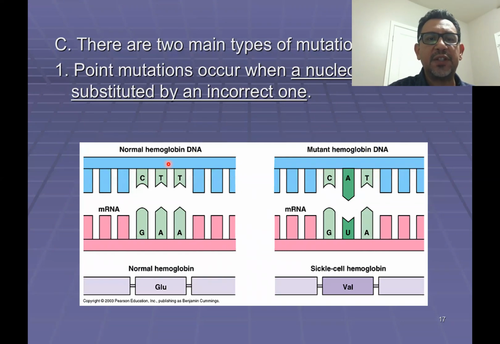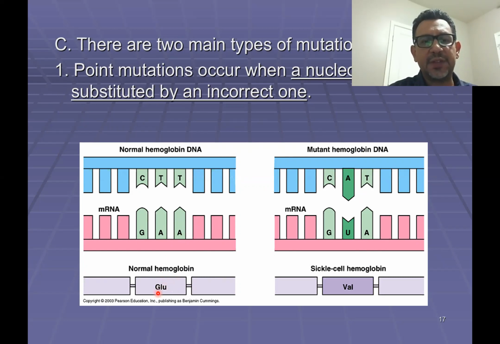If you look at this example on this slide, you can see that in normal hemoglobin, there's a codon in DNA that is specifically the bases C, T, and T. When this codon is copied to messenger RNA, the C goes with G, the T goes with A, the T goes with A. This mRNA codon can be found in our genetic dictionary. And if you take the time to find it in your textbook or another source where you have this genetic dictionary, you will find that this is translated as the amino acid glutamate.